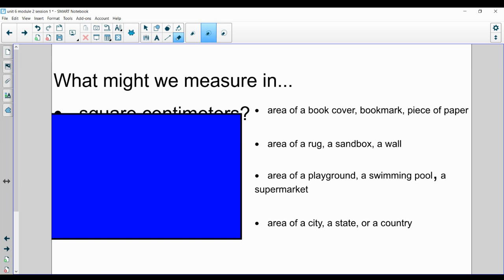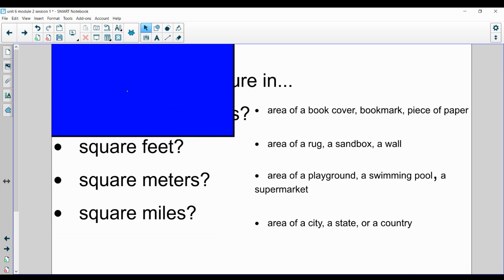An area of a rug, a sandbox, or a wall. So if you think about the rugs that we have in our classrooms, those we'd measure in square feet. You count out a few feet wide, about 7 feet wide, times 10 feet, the rug would be about 70 square feet. Now, once again, we could get even bigger and have the area of our playground, a swimming pool, or a supermarket. Those are all things that you might actually measure using square meters or square yards.